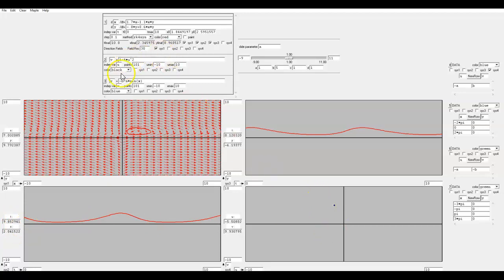Do not worry about this v equals y equals stuff. This is when you're dealing with parameterizations, which we're not going to do. But you can also change the color in here. If you don't like the red, then you can change it to a different color.